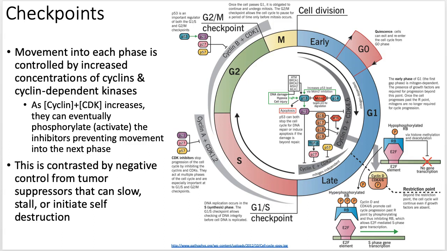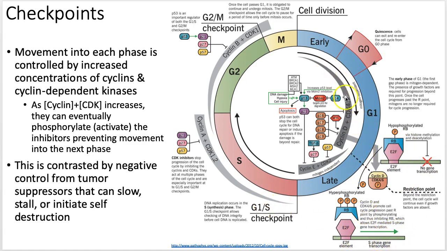And what we're going to see is that as the amount of cyclins and cyclin-dependent kinases increases, eventually we pass a threshold. Once we've passed that threshold, enough of those cyclins and cyclin-dependent kinases can phosphorylate some of these deactivating elements that are on the genes that will allow us to basically proceed into the next phase.